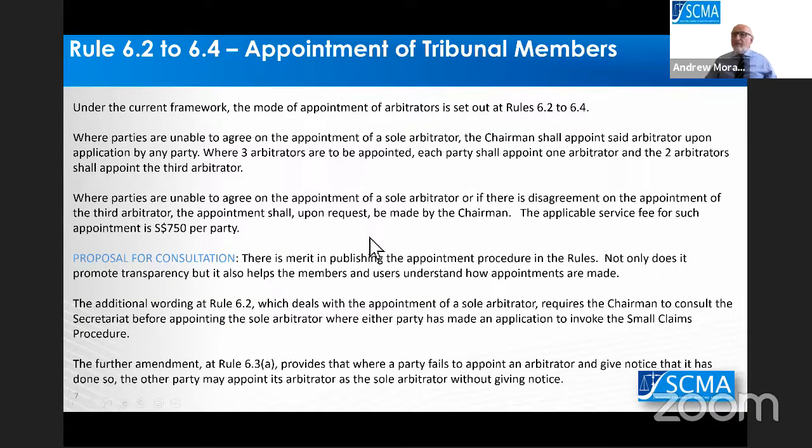Moving on to the next slide. This is new possible rules 6.2 to 6.4. And what I want to draw attention to here is the very important possible change by a new rule 6.3a. You'll see the form of its drafting in the report to the board from the procedure committee, which you will have access to, which allows a party which has appointed its arbitrator to appoint that arbitrator as the sole arbitrator if the other party fails to appoint its arbitrator within 14 days.